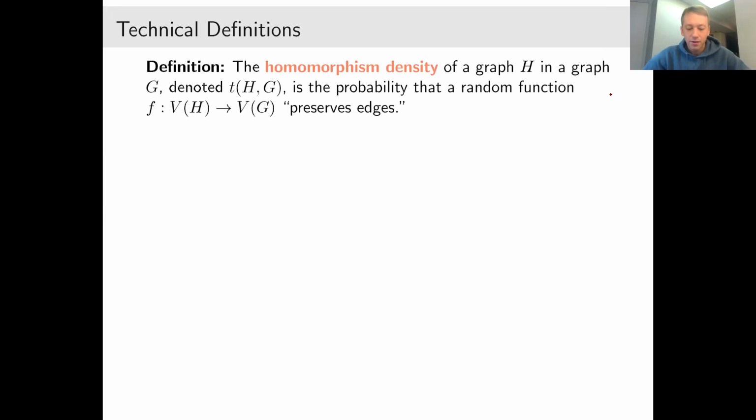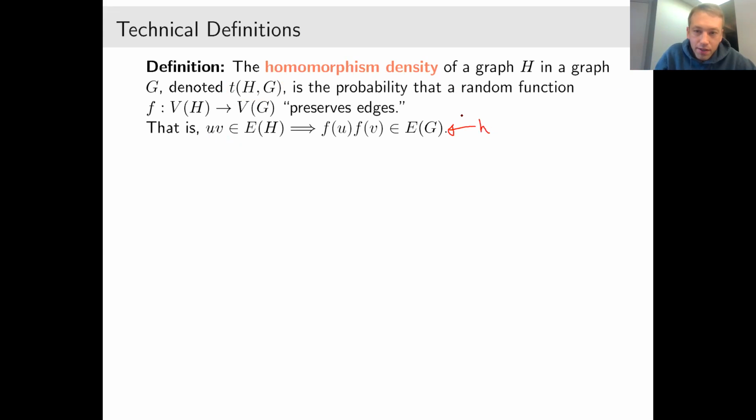Okay, so how do we measure the number of copies of a graph in another graph? We do this by the homomorphism density. The homomorphism density of H in G, denoted by t(H,G), is just the probability that a random function from the vertices of H to the vertices of G preserves edges. What do I mean by preserving edges? I mean that if uv is an adjacent pair in H, they must map to an adjacent pair in G. And this edge-preserving function definition is also known as a homomorphism.